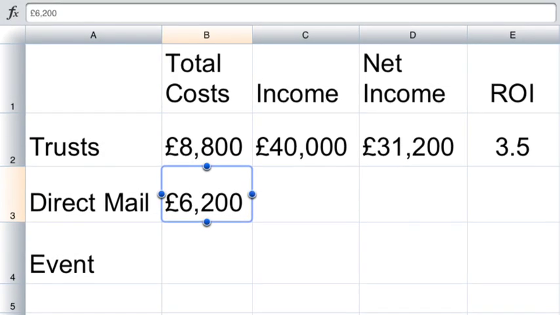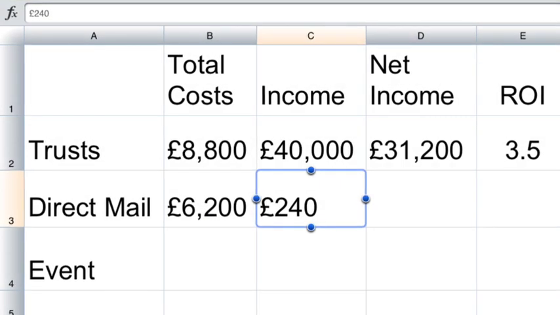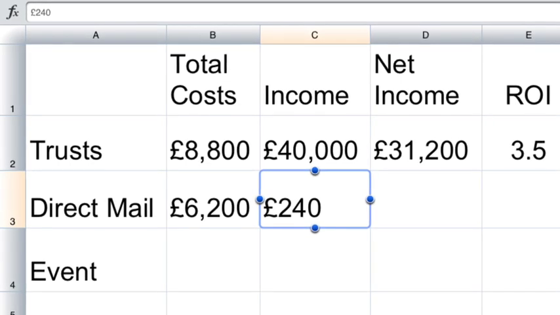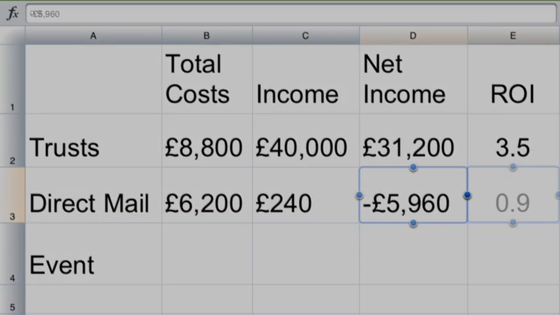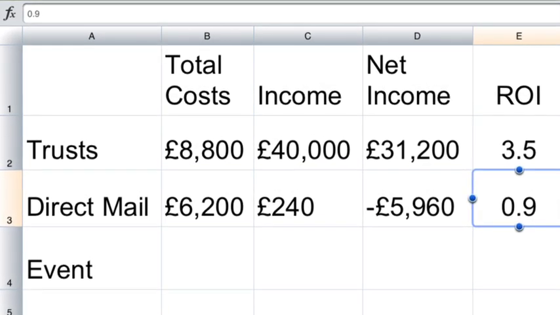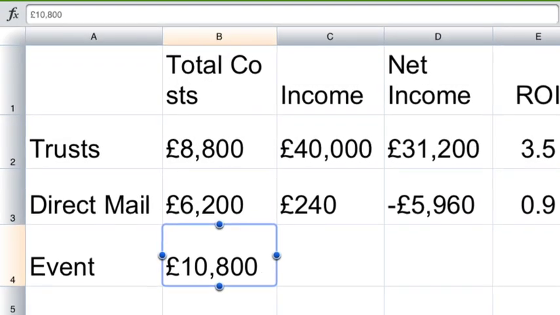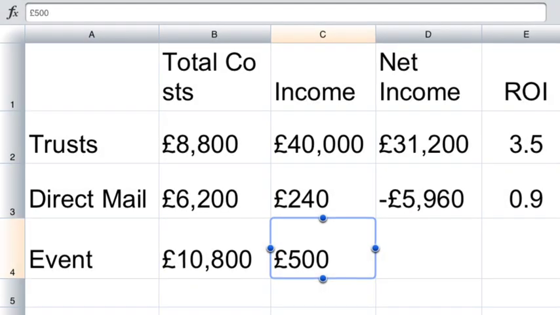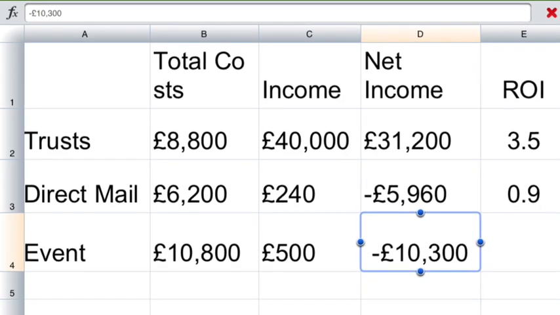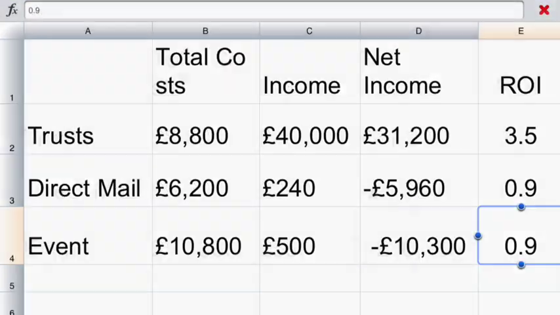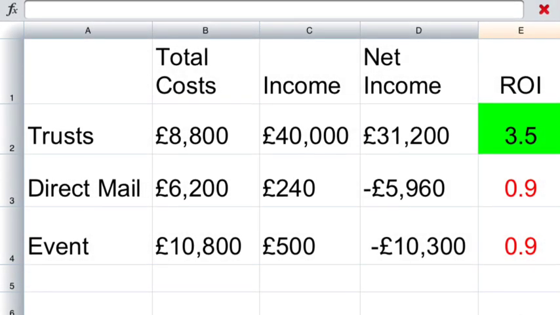If we look at the direct mail campaign that cost £6,200, we can see that it only brought in £240 over the period of the year. The net income, therefore, was minus £5,960, which left a return on investment of just 0.9. Likewise, the event cost £10,800 and only brought in an income of £500, so the net income was minus £10,300 and left a similar return on investment of 0.9. As you can see, only the trust fundraising proved to have a positive return on investment.